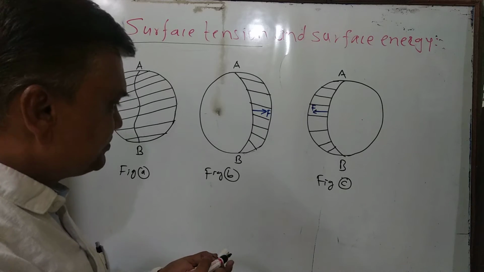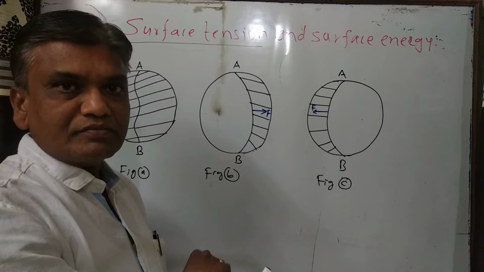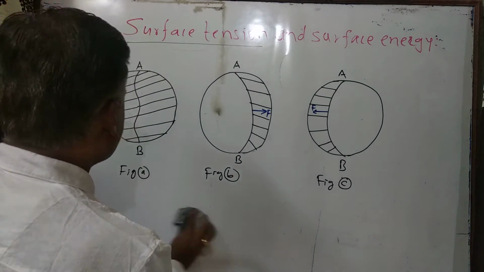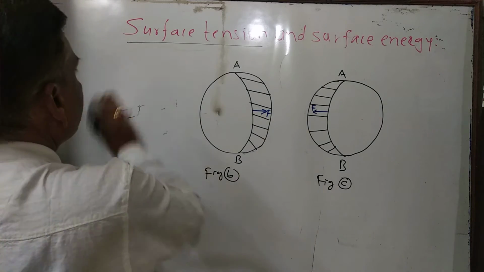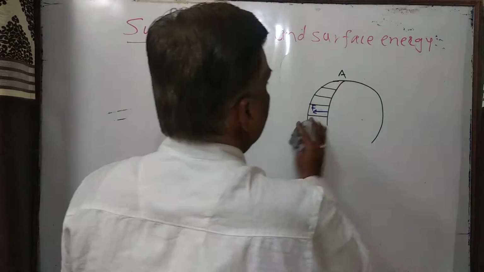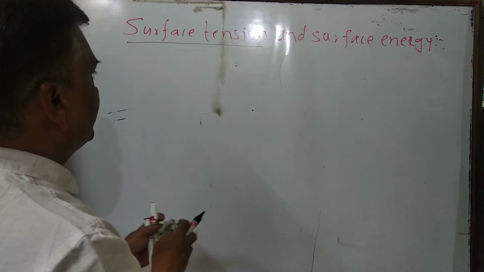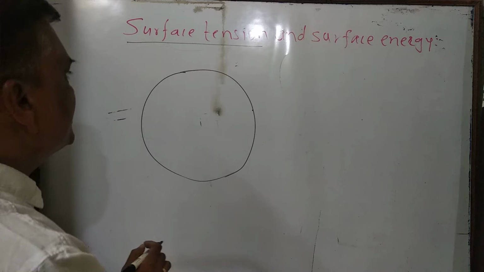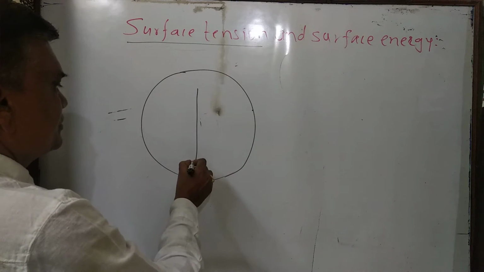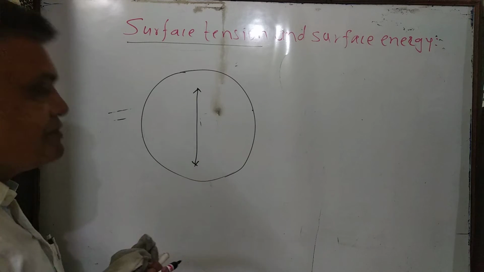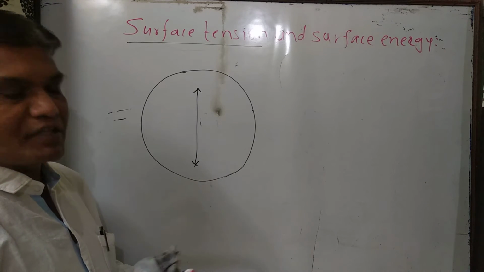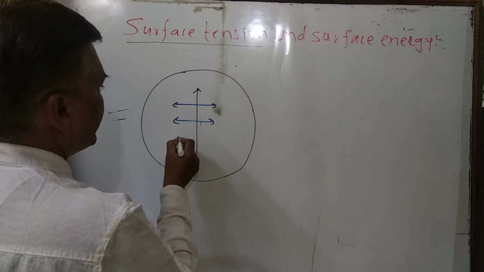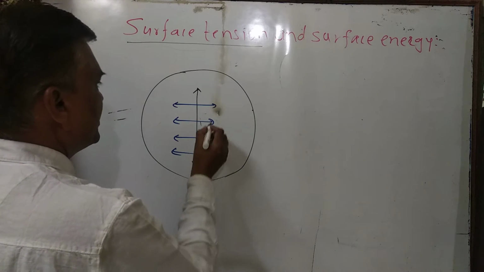Now we take the next figure. Suppose this is the free liquid surface. In this free liquid surface, we have drawn an imaginary line. Then these are the forces acting on this line, F and F.